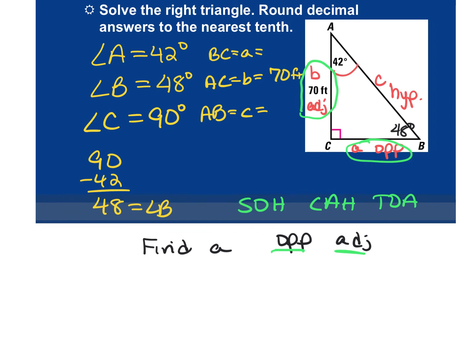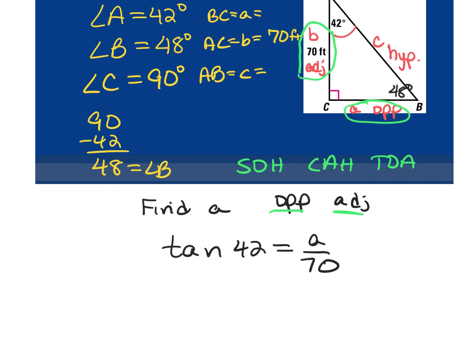So I'm going to be doing tangent of 42 is equal to opposite, which is A, over adjacent, which is 70. And now I need to solve this. So I can go ahead and multiply both sides by 70. And then 70 times the tangent of 42 is going to give me 63.02, rounded to the tenths, because that's what they set up in the problem. A is equal to 63.0, and this is feet.